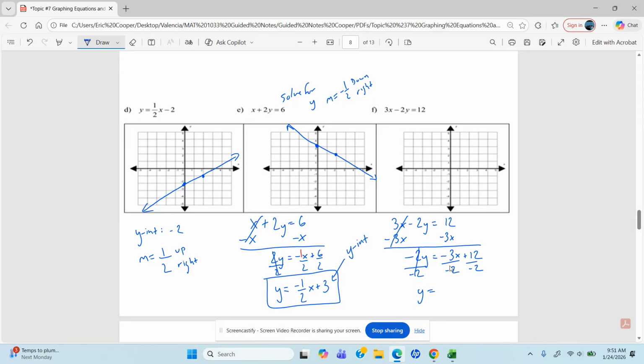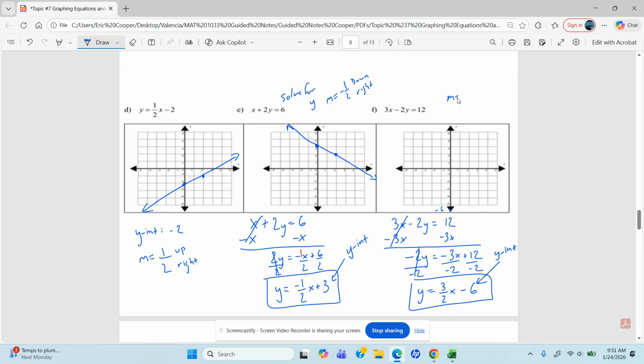Now here I've got a double negative. Two negatives make a positive, so this will end up being 3 over 2x. 12 divided by negative 2 is negative 6. This is what we can graph. Negative 6 will be our y-intercept. My graph only goes to negative 5 here, so we're going to assume this point right here is negative 6, but we go 6 down on the y-axis.